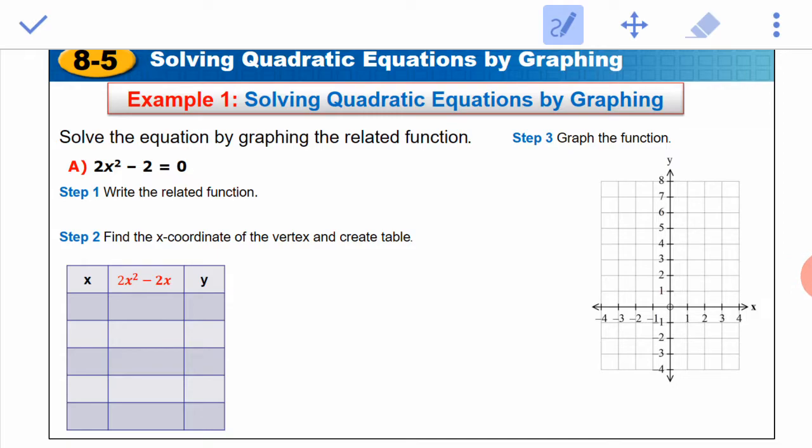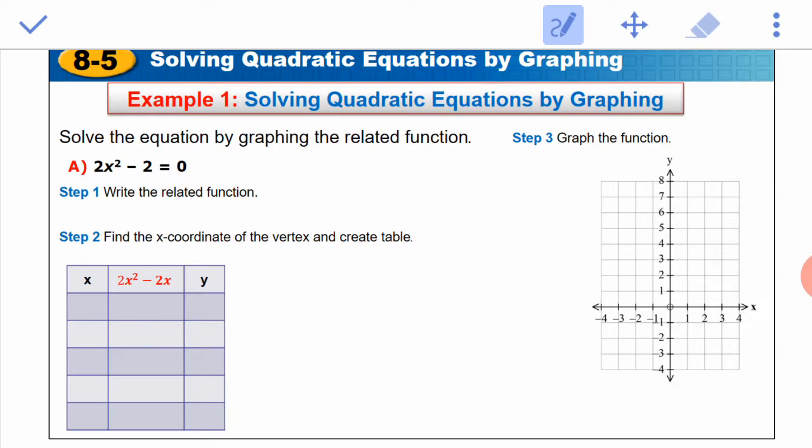The good news about this section is that it's very similar to finding the zeros of a quadratic function you learned in section 8-4. In section 8-4 you learned that there are three scenarios when you find the zeros of the function. The first scenario: if the parabola intersects the x-axis two times, there are two zeros of that quadratic function. The second scenario: if the parabola touches the x-axis at one point, there is exactly one zero. And the third scenario was if the parabola doesn't touch the x-axis at all, there are no zeros of that function.